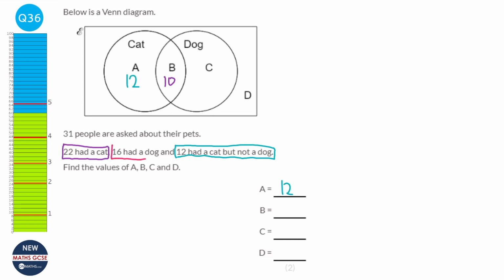If 16 had a dog and 10 also had a cat, that means that 6 had just a dog. Let's make sure we fill these in. And if overall there were 31 people and there were 12 who just had a cat, 10 who had a cat and a dog, and 6 who had a dog, that leaves 3 left over.